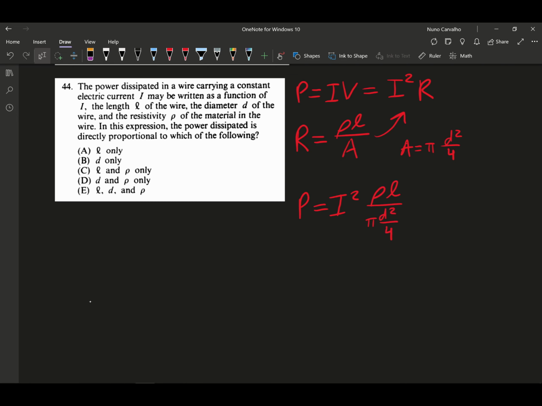And so when we look at this here, the only two variables whose exponent is 1, even when you're talking about the denominator, the d here has an exponent of -2. That tells us that only L and the resistivity, which is C here, that's the right answer. Those are the only ones that are directly proportional to the power.